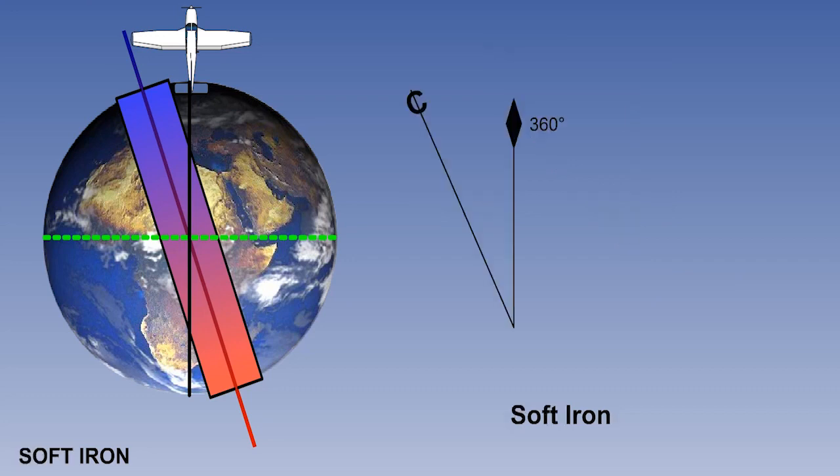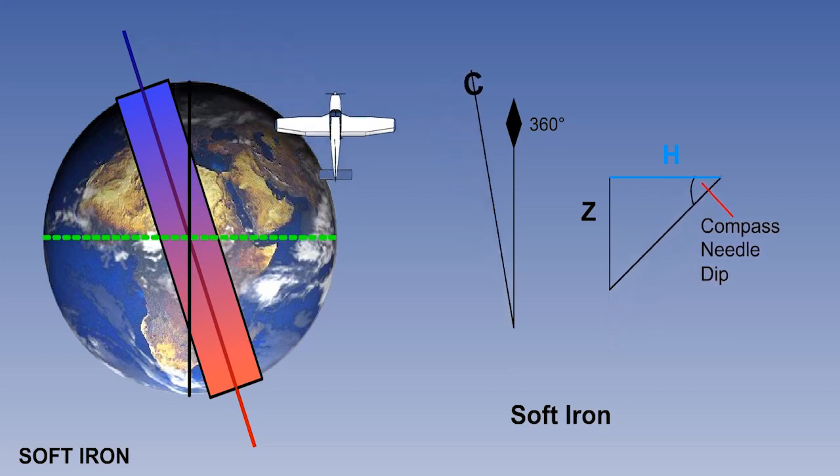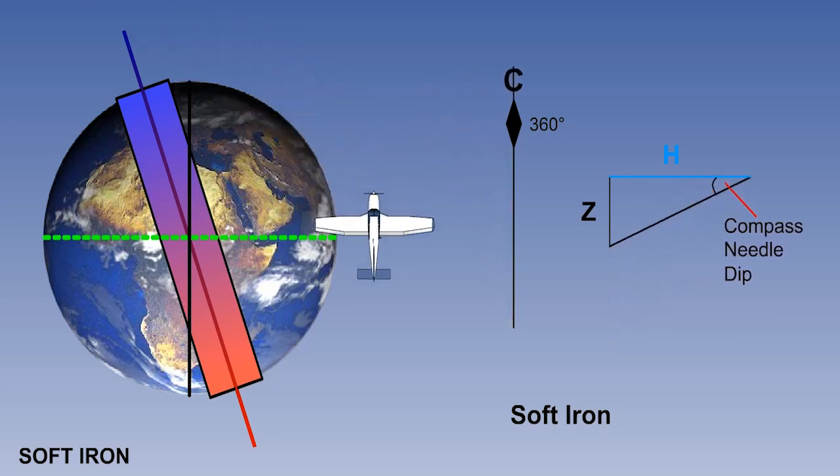We know that in soft iron, magnetism will be induced when there is an external magnetic force present. This includes the Earth's magnetic field, and in particular, the effect of the vertical, or Z component of the Earth's magnetic field on the aircraft magnetism. As we know, the Z component will decrease and the H component will increase towards the magnetic equator.